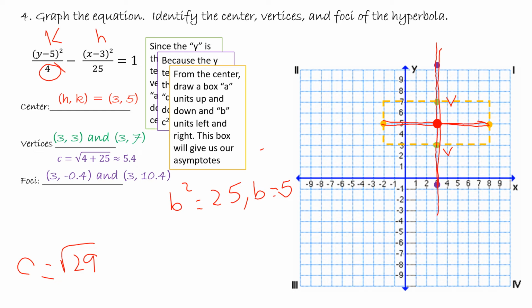Now we're going to draw the box. The box goes through the vertices and through the endpoints of the conjugate axis. Then we draw the diagonals of this box. The diagonals of this box represent the asymptotes of the hyperbola. And then we draw one branch through the vertex. The branch approaches the asymptote. And we draw another branch which always approaches the two asymptotes.